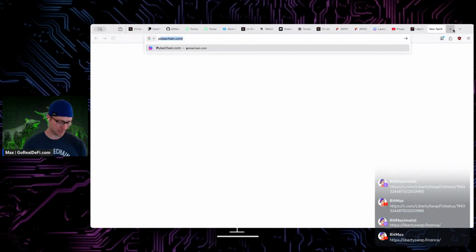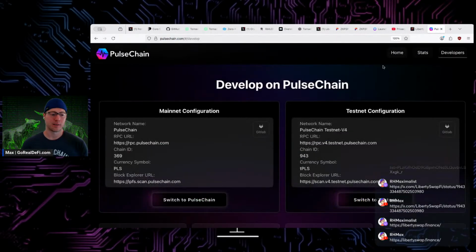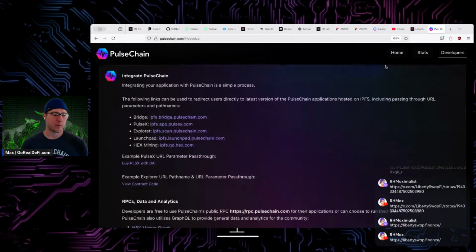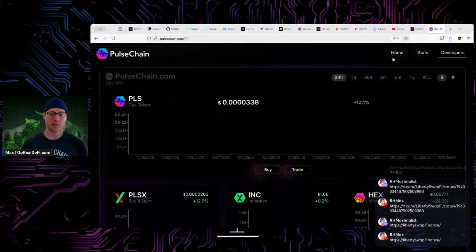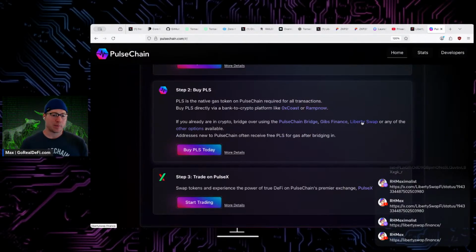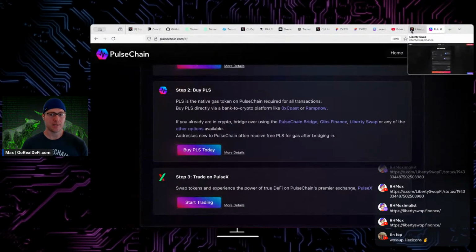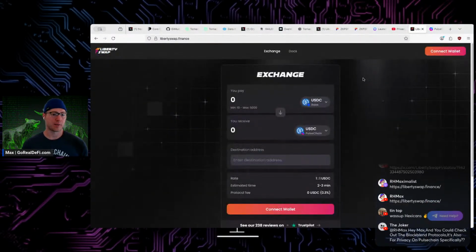If you go to pulsechain.com, they do have a pretty good nod from pulsechain.com, just on the home page. If you scroll down, Liberty Swap is listed here along with the bridge, Gibbs Finance, Liberty Swap. So they are on pulsechain.com. Apparently the devs are Richard, somebody, and Richard tweeted about him before too. So hopefully good actors so far. They've been killing it with all the good stuff for the community. And one day we'll be able to read their contract code, hopefully.